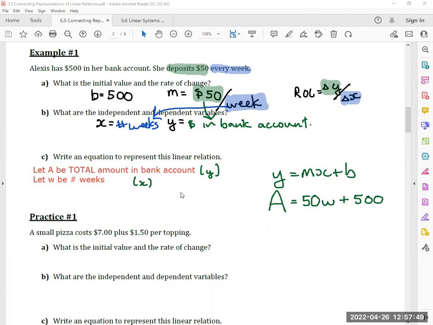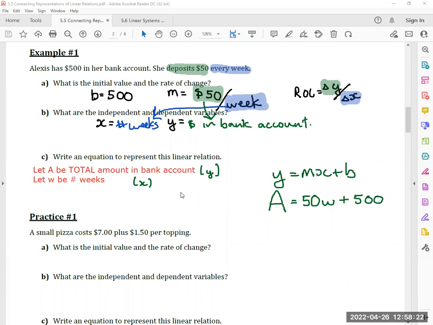I just started saving. How much money do I have? 50 times 0 weeks plus 500. So I start with 500. Does that agree with my story? Yes. I saved for 10 weeks. 50 times 10 plus another 500, $1,000. Does that follow my story? Yes. If the equation models the scenario correctly, this is so useful.